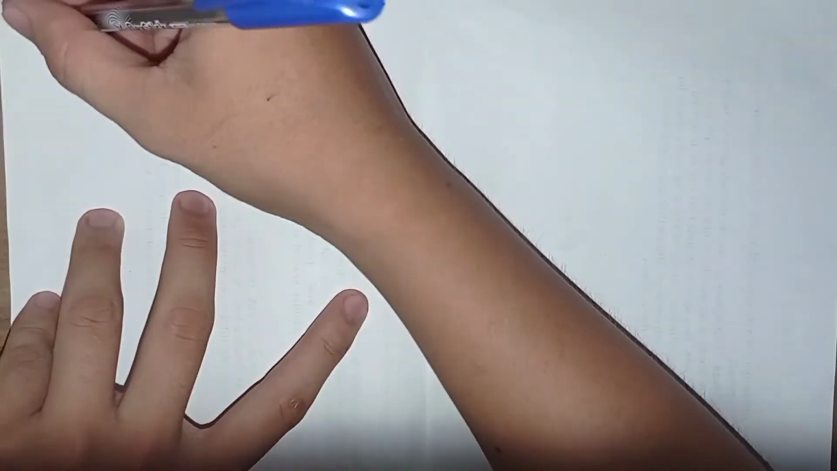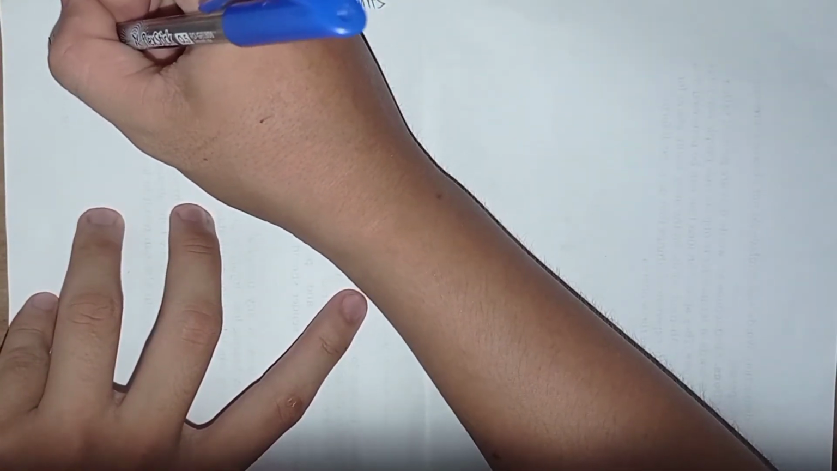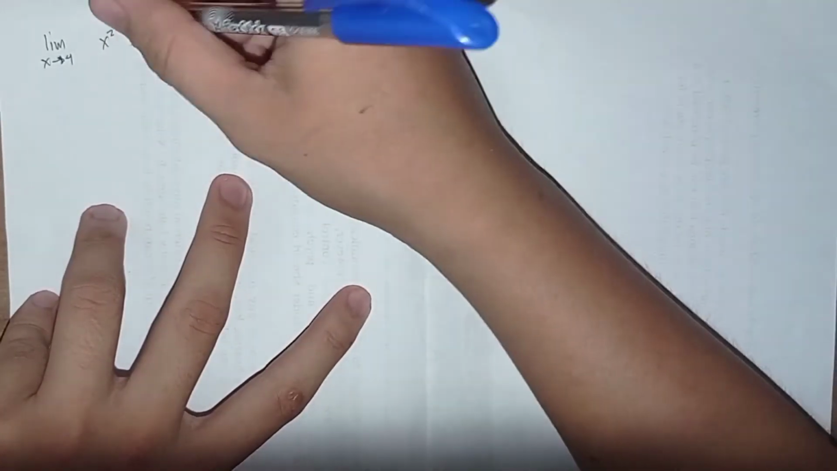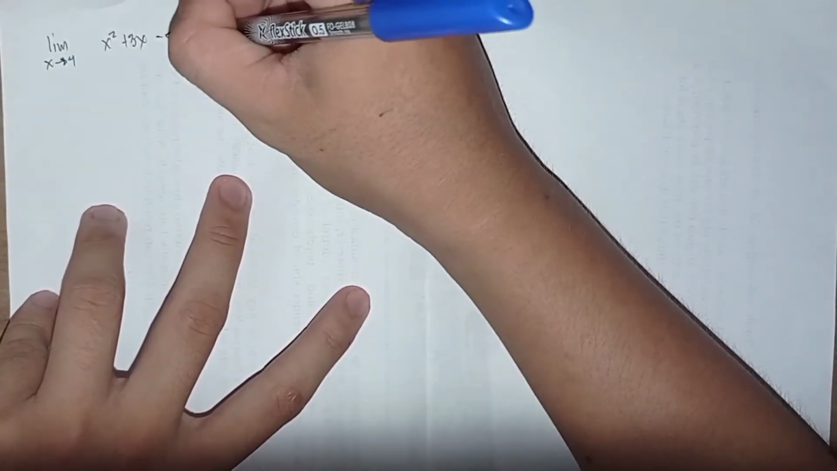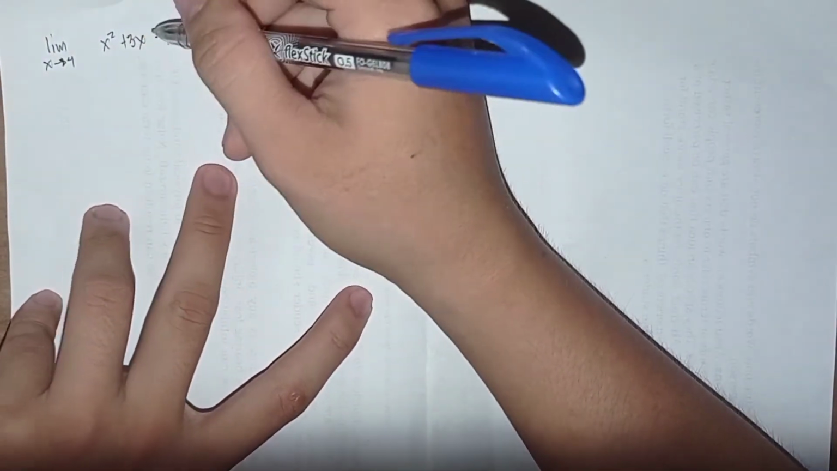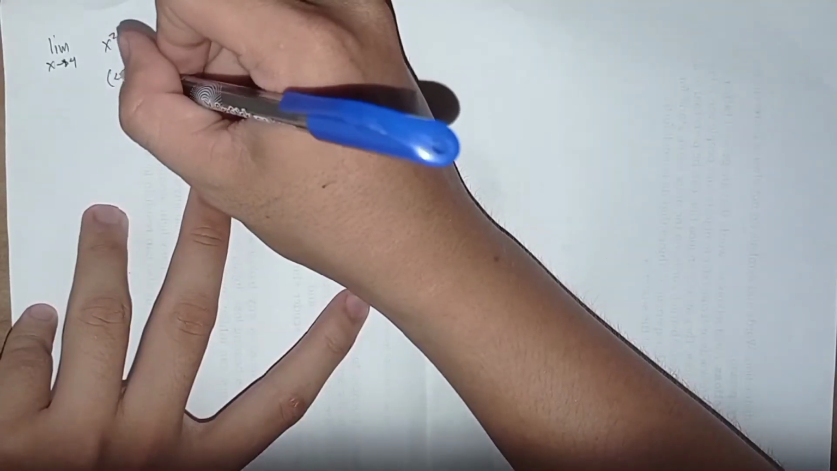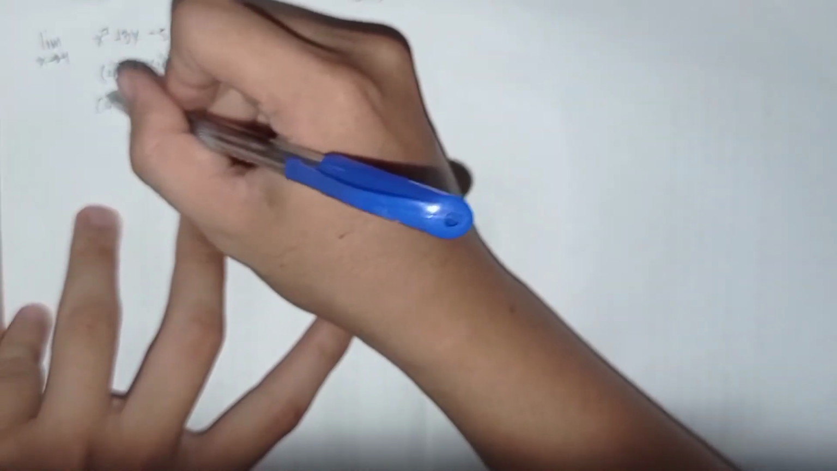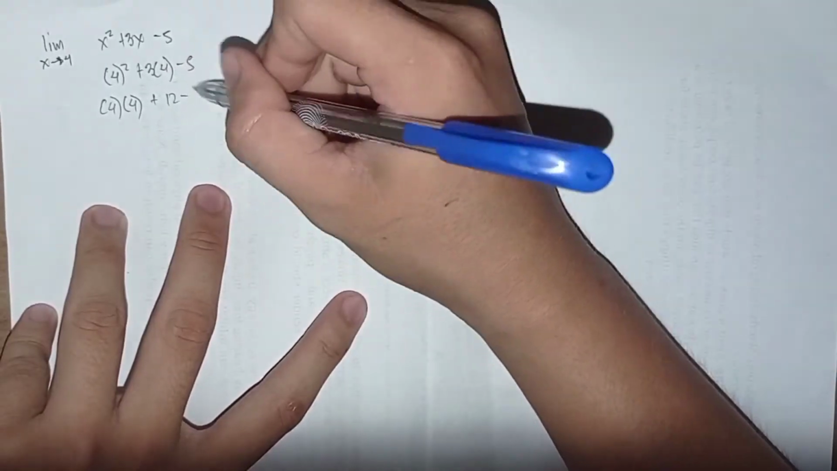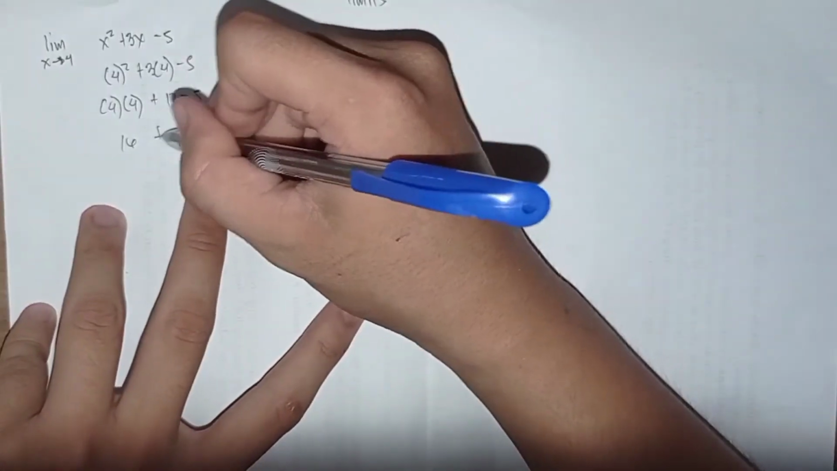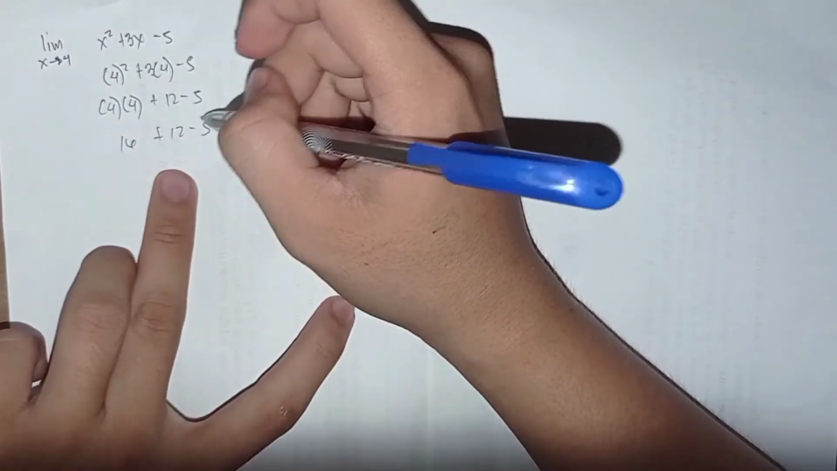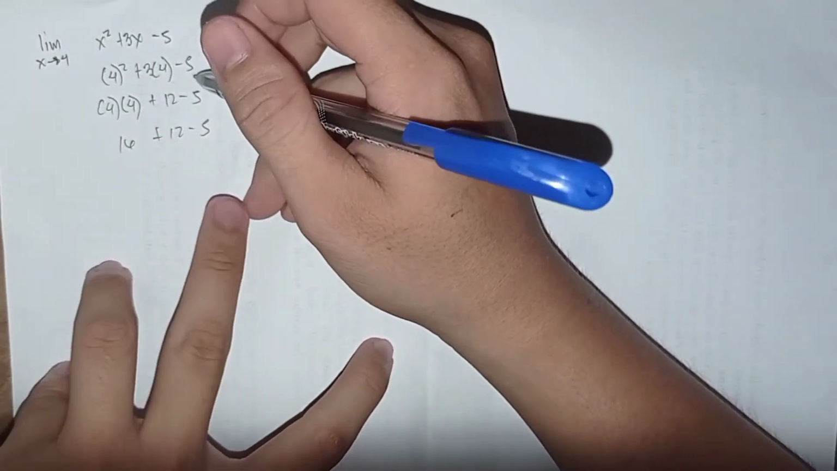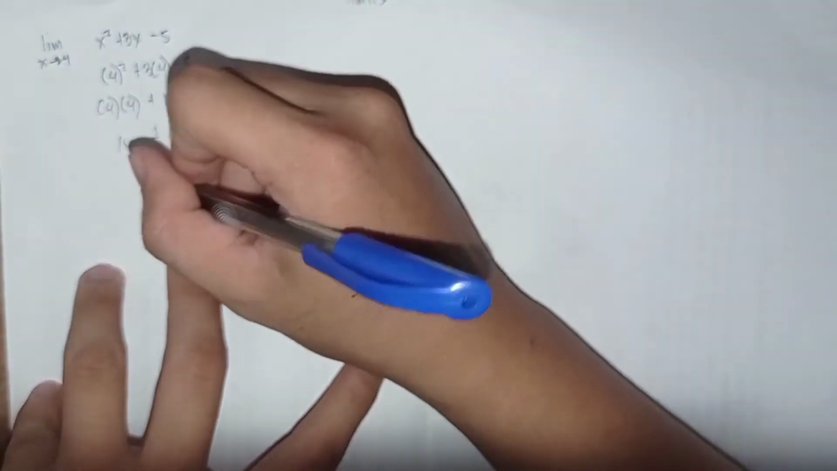Limits, number 1. The limit as x approaches 4 of x squared plus 3x minus 5. It's simple, just plug in. 16 plus 12 minus 5. 12 minus 5 is 7, 7 plus 16 is 23. The limit is 23.